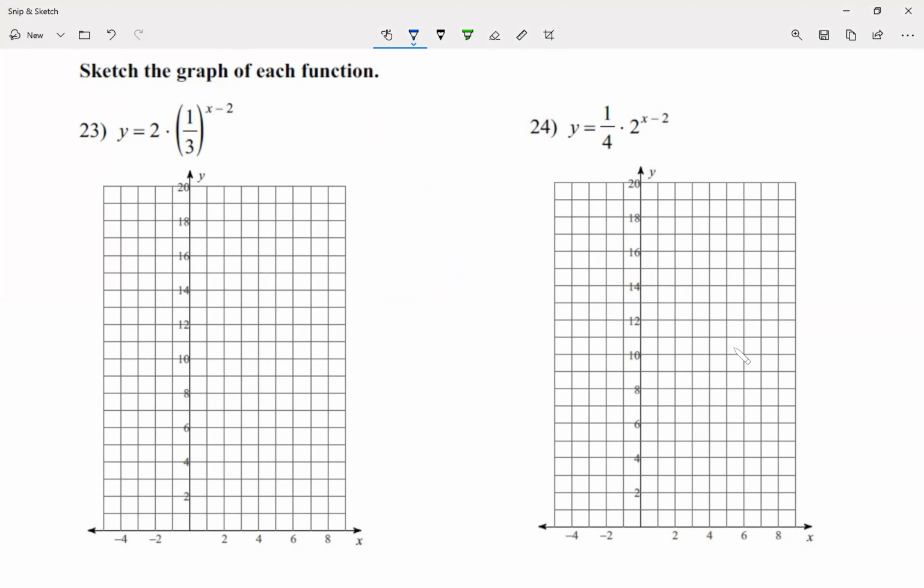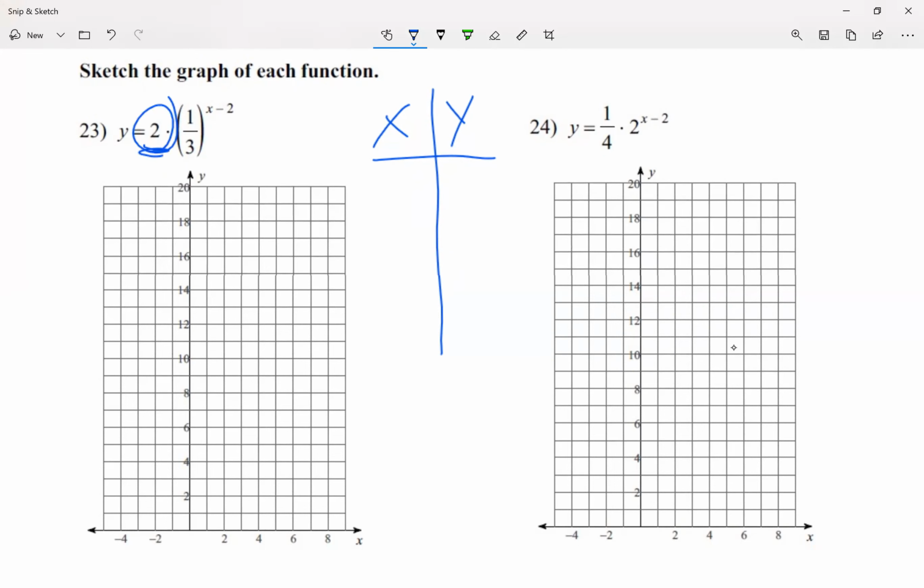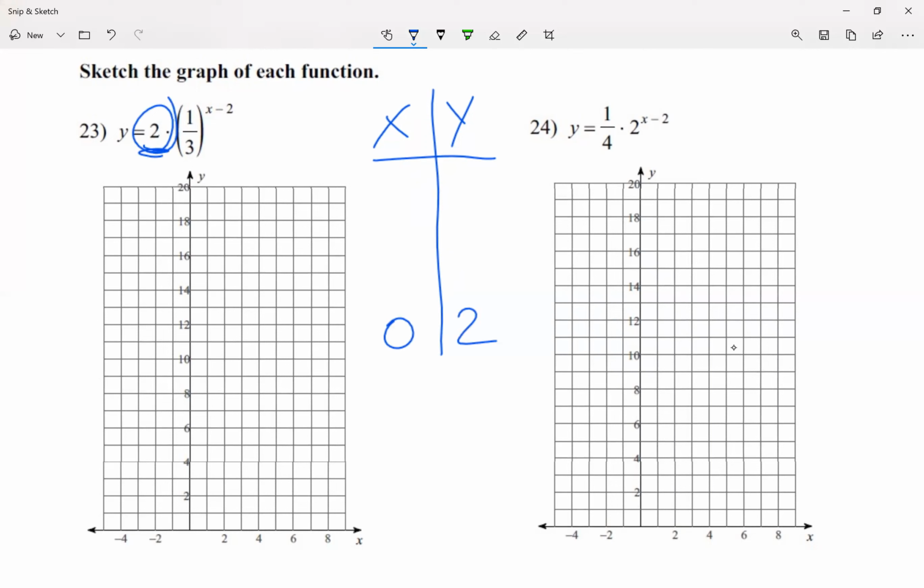Question number 23. The base is 1 over 3, so I'm expecting this graph to go down as it is. Now, I remember one method that we talked about last week is I'm going to make a table, x's and y's, and I'm going to say, well, my first number is 2. You guys can see where I get the 2 from. So when x is equal to 0, y is equal to 2, right? We mentioned that last week.